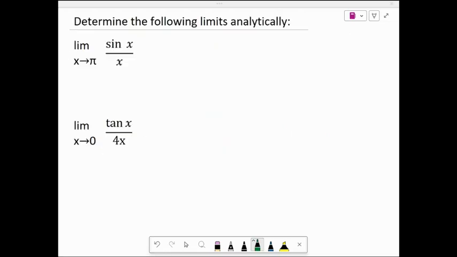I wanted to look at just a couple quick examples. And after you've been doing these for a while, it might be tempting to just say, well, this limit is 1, but that's not in fact the case. Because when you take limits, it's not just the sine x over x that's the issue. It's the value that x is approaching that matters.